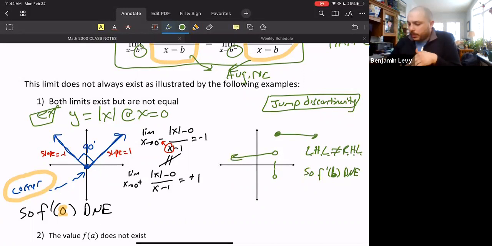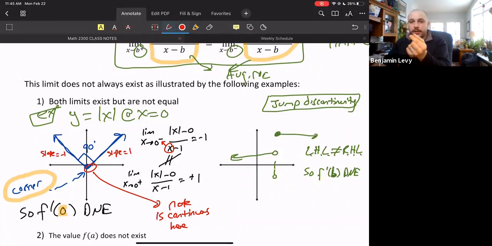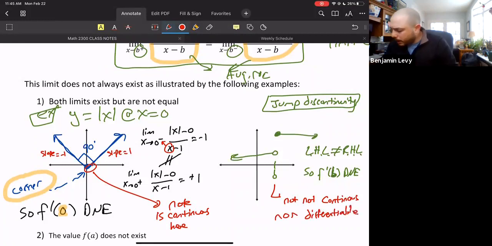Okay, so in other words, if the graph has a corner, it won't be differentiable at the corner. If the graph jumps, it's not differentiable at the jump. It's continuous though, right? I'm going to erase this in a second, but I'll just note, it is continuous here. So it's continuous at 0, it's just not differentiable. But note here, it's not continuous or differentiable. So trying to carefully think about the definitions here, basically.